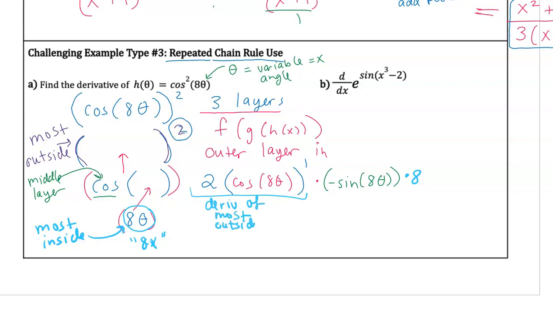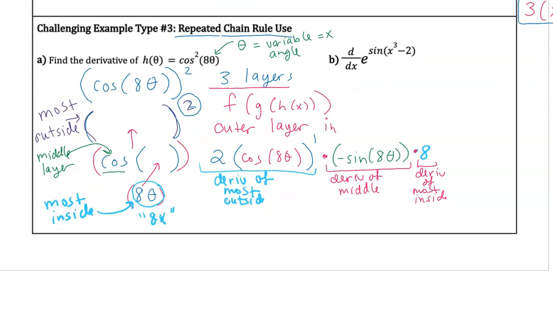And by the way, whenever you take a new derivative, you connect them with multiplication. So then I multiply that by the derivative of the middle layer. And then I connected that with multiplication to the derivative of the most inside. It's just one long string of multiplication: outer derivative times middle derivative times inner derivative. And then we do some simplifying at the end. I'll do this down here.